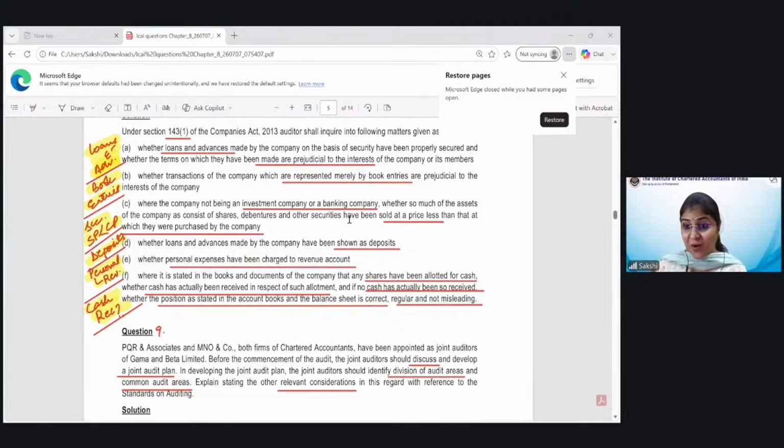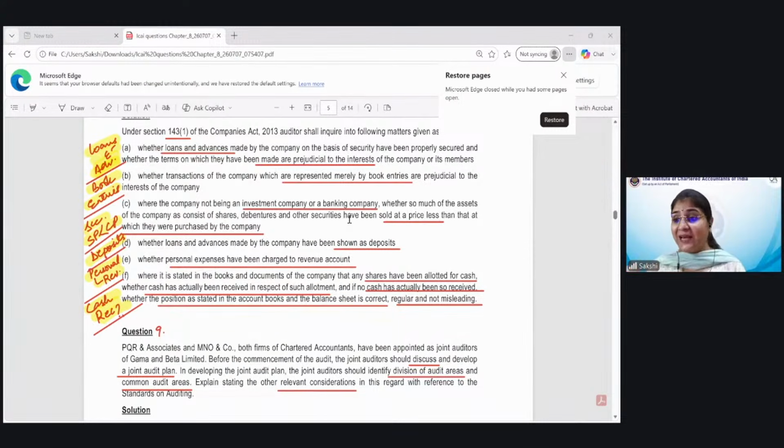Inquire regarding what? This section is regarding inquiry, isn't it? Whether any loans and advances have been made by the company, and if made, they are properly secured and are not prejudicial to the interest of the company. So how do they write? Whether loans and advances made by the company on the basis of security have been properly secured, and whether the terms on which they have been made are not prejudicial to the interest of the company or its members. Means it is not going against the interest of the company, isn't it?